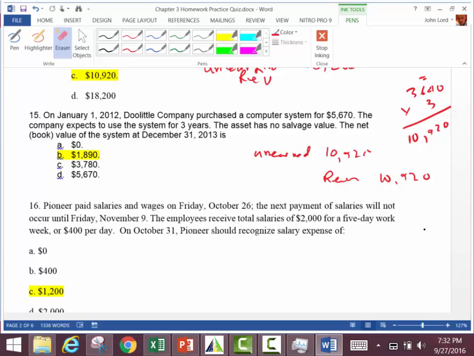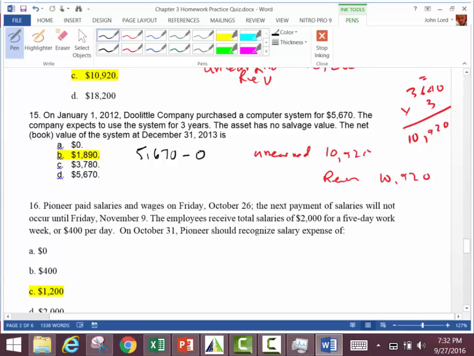January 1st, 2012, Doolittle Company purchased a computer system for 5,670. The company expects to use the system for 3 years. The asset has no salvage value. Remember, we went through that whole long thing with depreciation last time, where I wrote it all up. So we have 5,670. There's no salvage value, so the salvage value is 0, right?